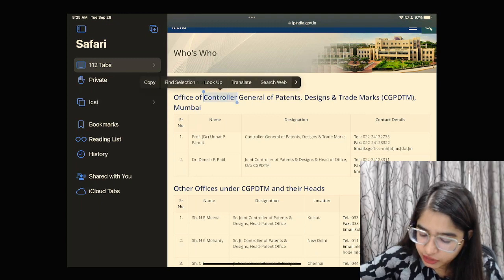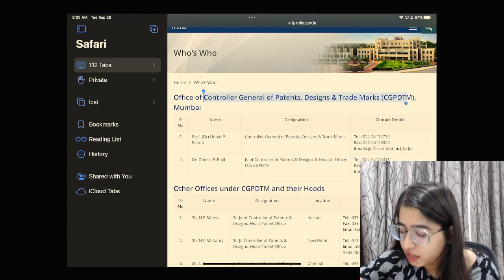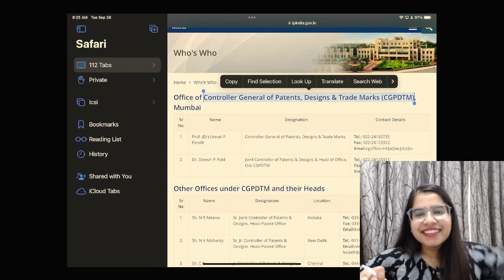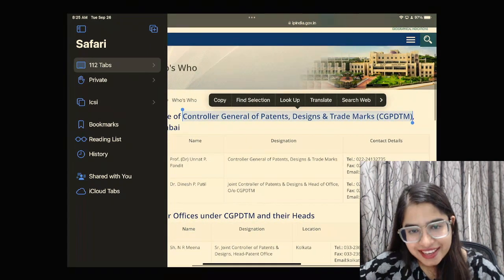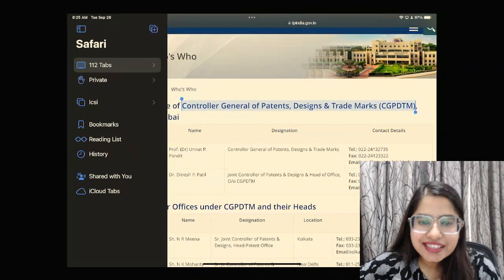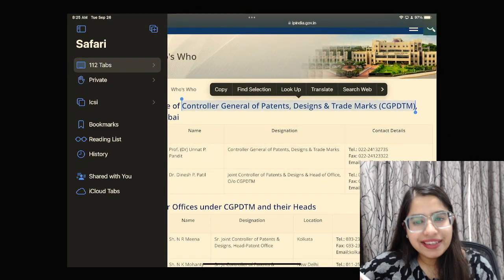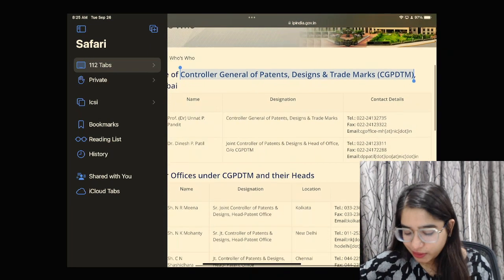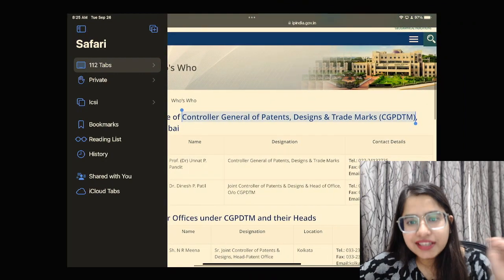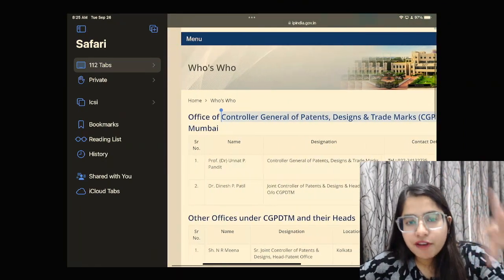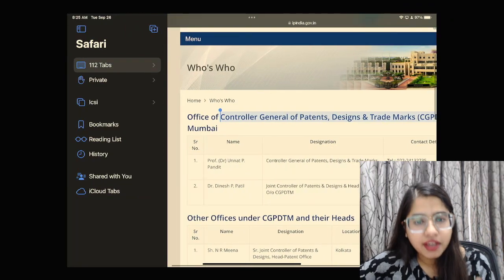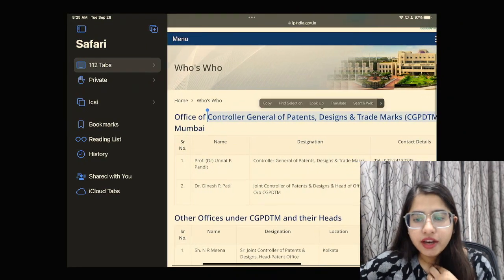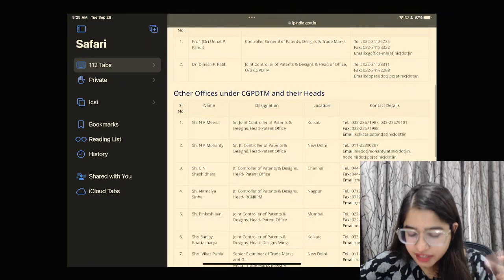See, there's a single Controller General. The name of the authority is CGPDTM, which is the Controller General of Patents, Designs and Trademarks. So there's one and only authority, CGPDTM, at the central level, whose office is in Mumbai. This is the one and only controller of copyright, patent and trademark.